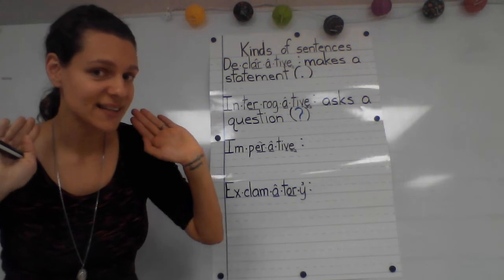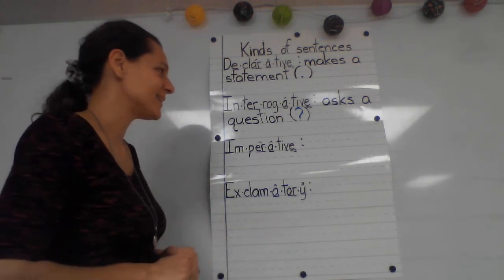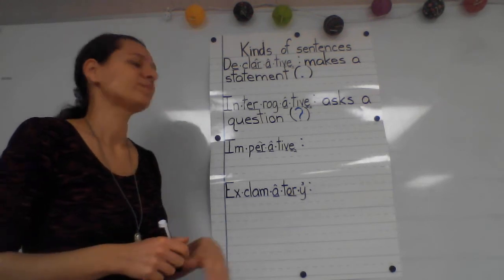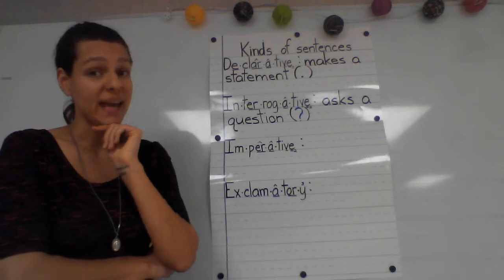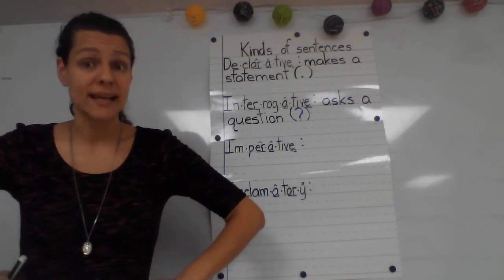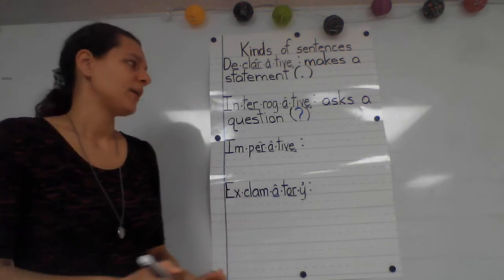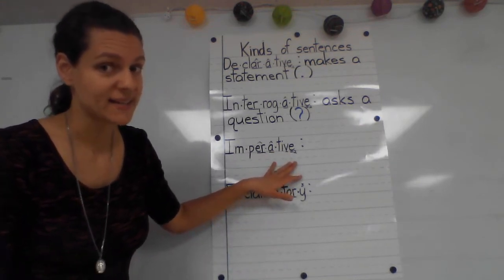What's your interrogative sentence? All right, nice job. Our next kind of sentence is an imperative sentence. Remember I said if something's imperative, it's necessary. All right, so an imperative sentence gives a command.